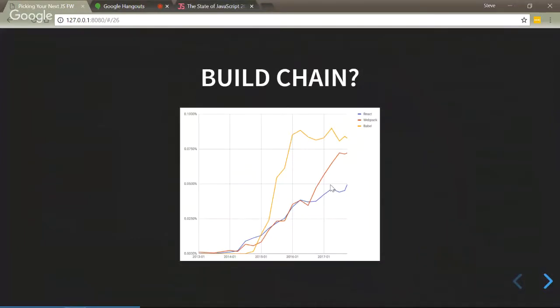Checklist. Do you have a build process, and will it work with it? This one's showing Babel, Webpack, React. React is one that certainly, for a long time now, has worked with Webpack and Babel. TypeScript is another alternative a lot of people are using instead of Babel.